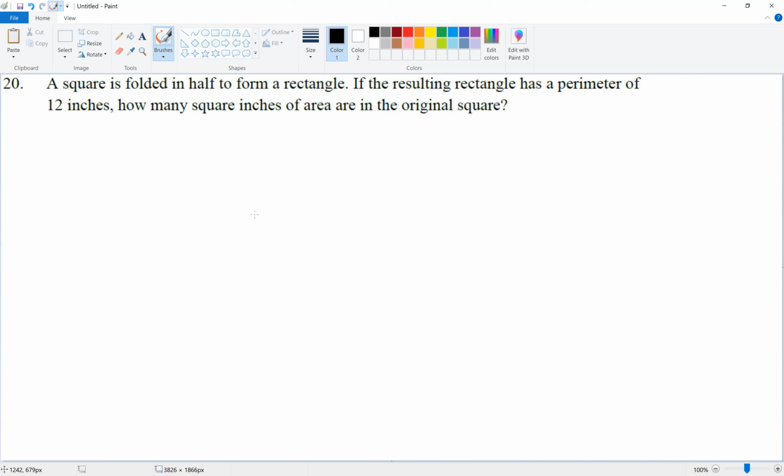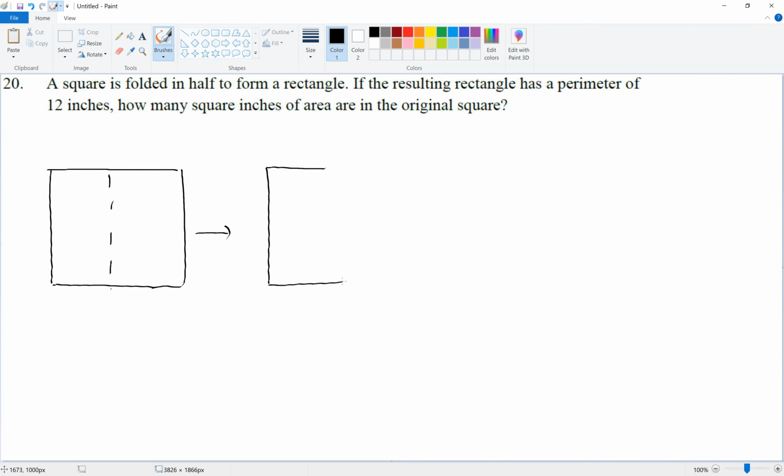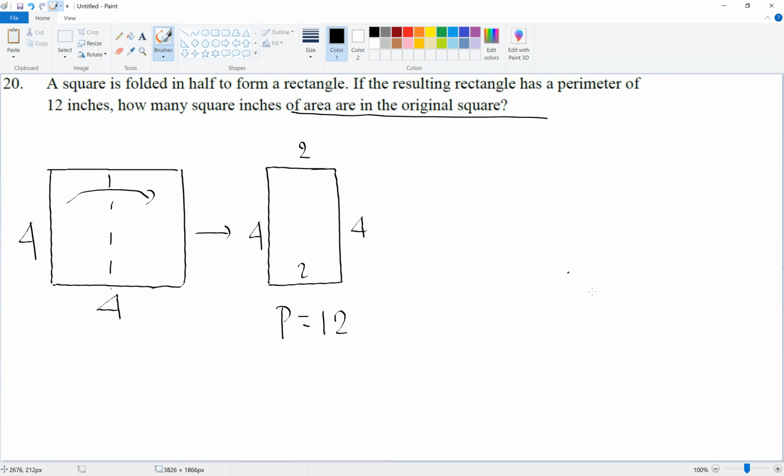So, since the perimeter is 12, I got the width as 2, and for the rectangle, I got a width of 2 and a length of 4. So one side would be half of the other, isn't it? Yeah, and I got 2 and 4. So what was the original square? That was 4 by 4. So what was the area? 16. Good.